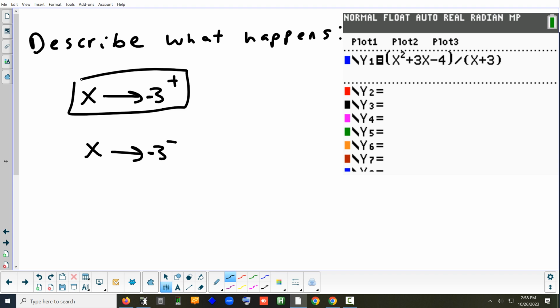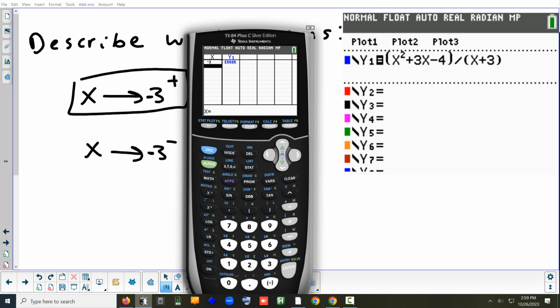From things that are greater than? Yeah, the positive side, so things that are bigger than it. So what would be a number that's a little bit bigger than -3? -2.9999. You want to say it one more time? So what's your final answer? -2.999. There we go, -2.999. Okay, that's a little bit bigger.